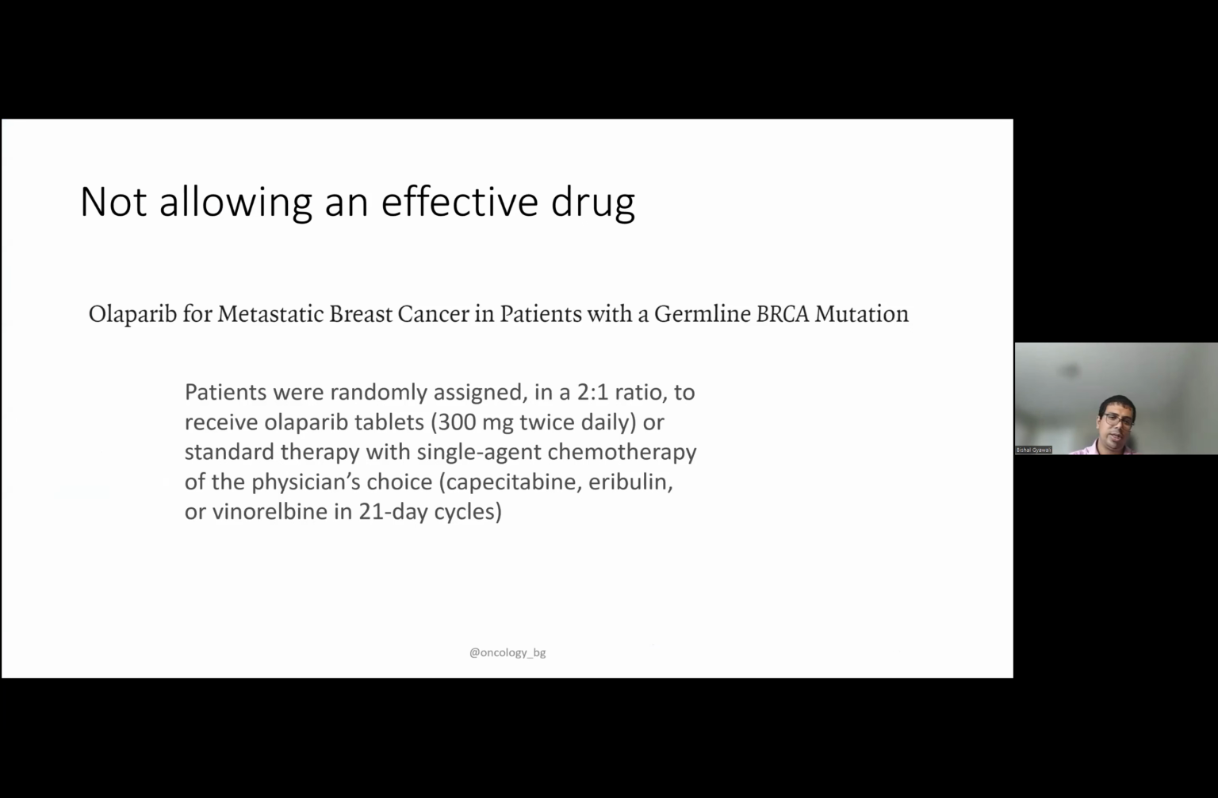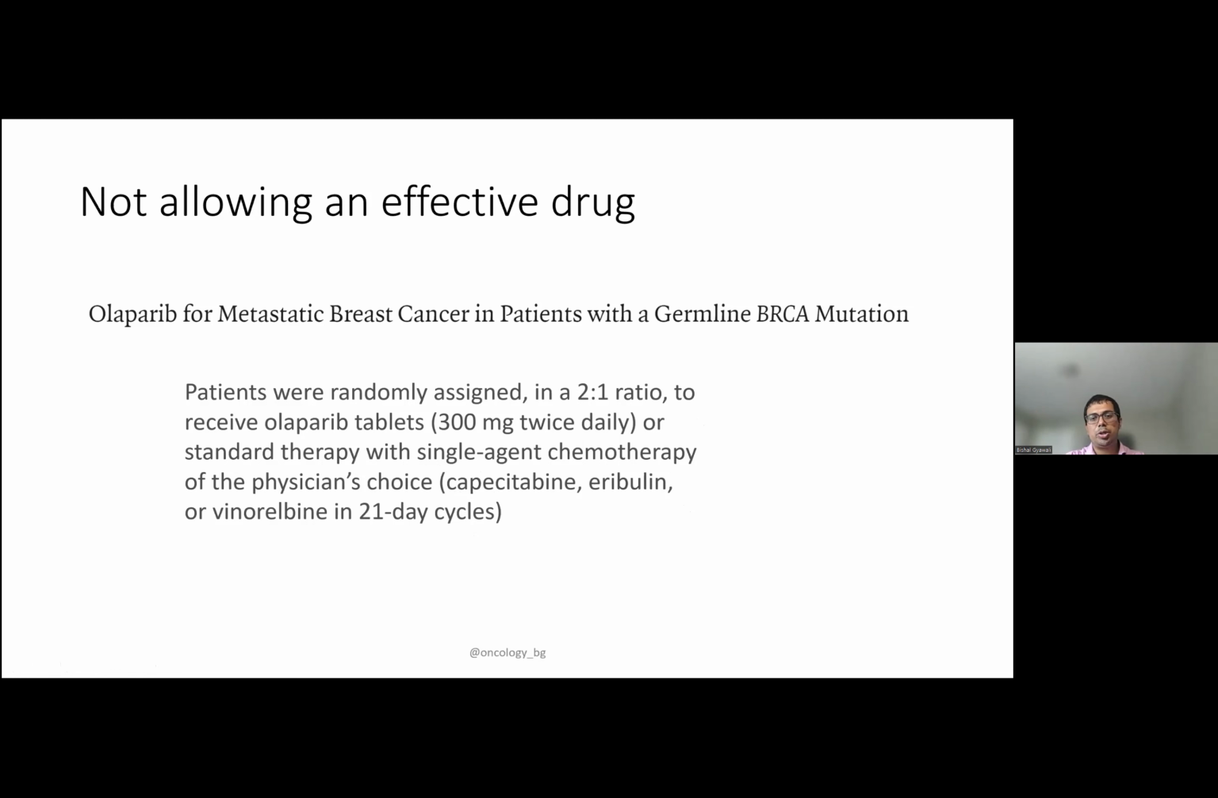This is the olaparib trial in metastatic breast cancer. Again, there is the 2:1 ratio that we discussed before, but they say that they randomize patients to receive olaparib or standard therapy with single agent chemotherapy of the physician's choice. They say this is physician's choice. The physician can choose the chemo for the control arm, but they mention it's only between capecitabine, eribulin, or vinorelbine. That means you cannot choose anything beyond that.